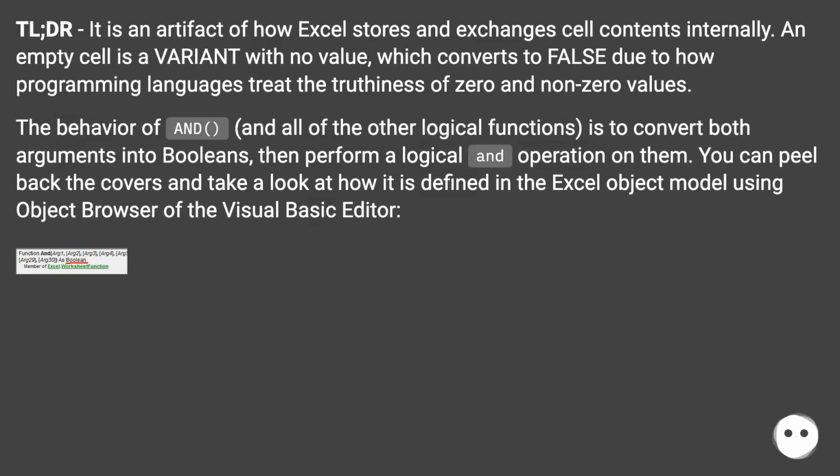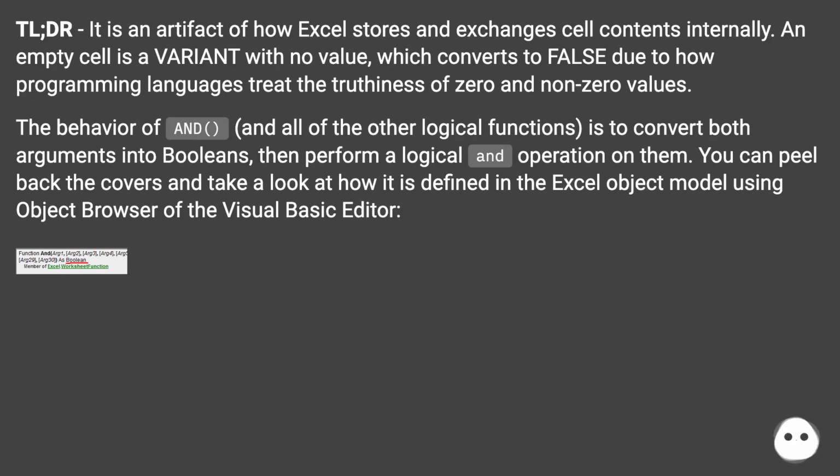TLDR, it is an artifact of how Excel stores and exchanges cell contents internally. An empty cell is a variant with no value, which converts to false due to how programming languages treat the truthiness of zero and non-zero values. The behavior of AND and all of the other logical functions is to convert both arguments into booleans, then perform a logical AND operation on them.